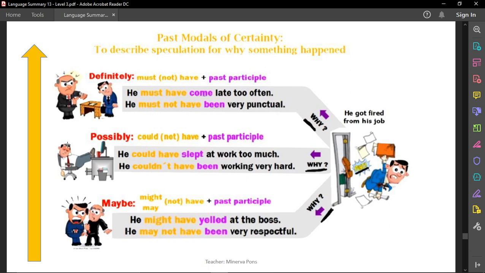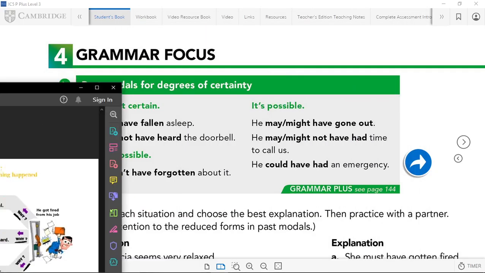But possibly, or possibility, he got fired from his job because he could have slept at work too much. He couldn't have been working very hard. And maybe with might and may, not have plus past participle, he got fired from his job. Why? He might have yelled at the boss and he may not have been very respectful. That might be the situation. And these are the past modals of certainty. They are really easy. Okay?